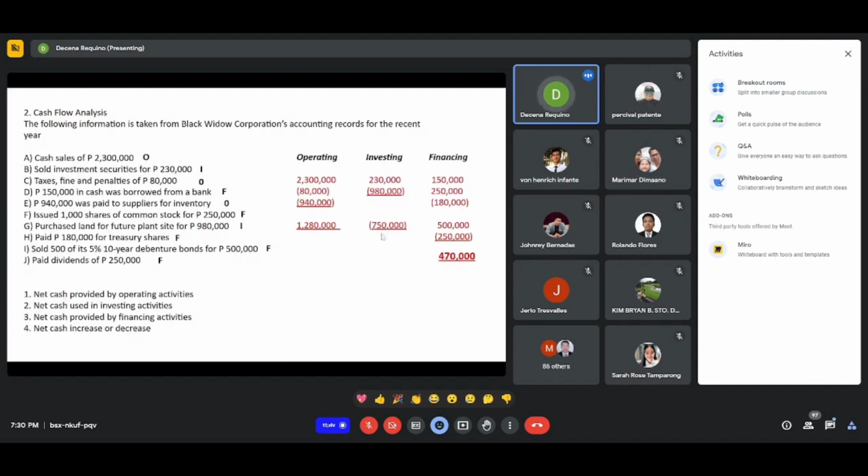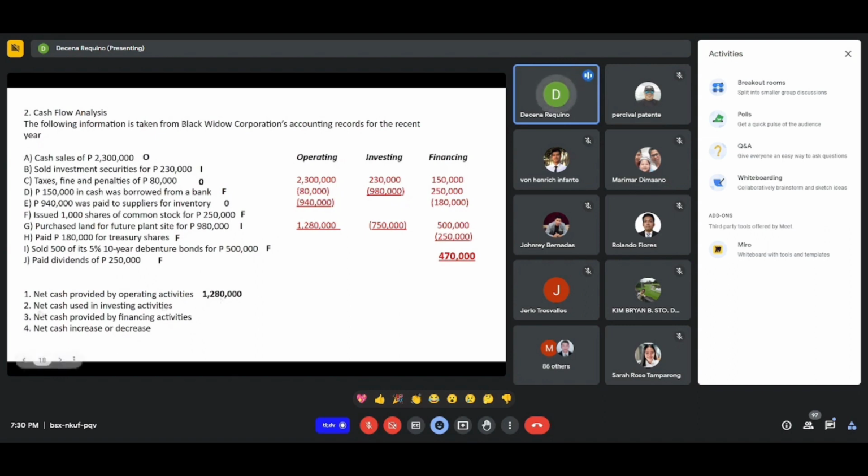So, negative net cash used in investing activity na 750,000. And then sa financing naman, pag in-add mo to, tinotal mo yan lahat ng transaction dyan. Ang net niyan is net cash provided by financing activity na 470,000. Since dito sa sample, ang tinatanong is how much is the net cash provided by operating activities? Ang sagot dyan is yung 1,280,000. So lahat ng transaction affecting dun sa operating activities, ayun yung sagot dito, 1,280,000.